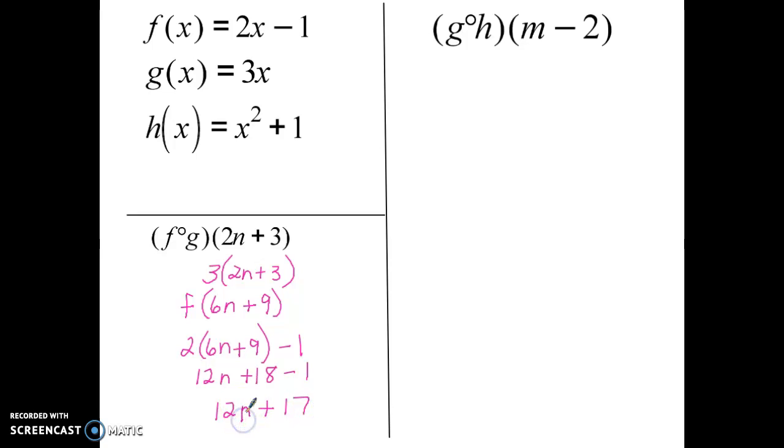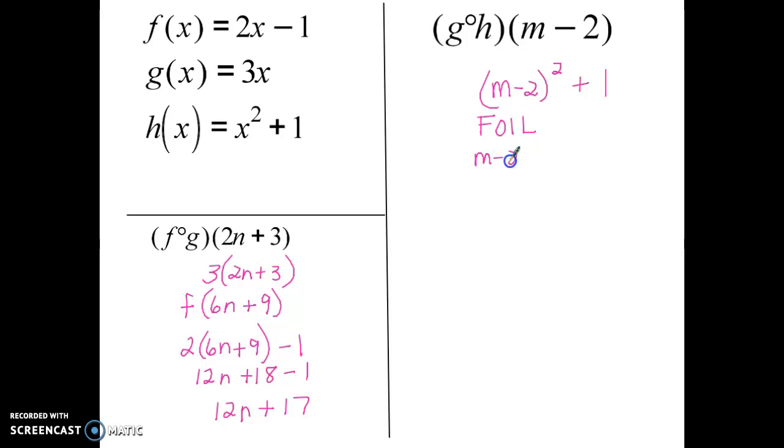Now in the upper right-hand corner, this one I have to start in my h function. Something I need to be careful of. My h function says that I need to square it and then add 1 on. Be very careful in this case. It's a binomial that's being squared, so you will need to use the FOIL process with this.